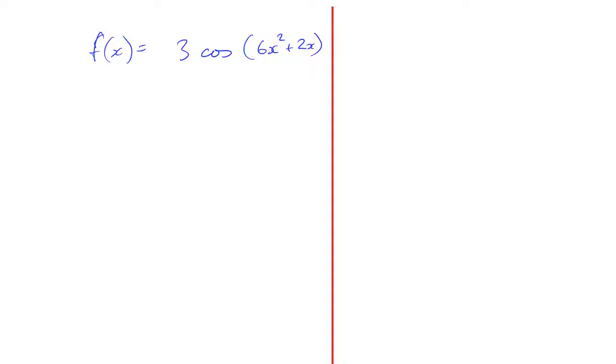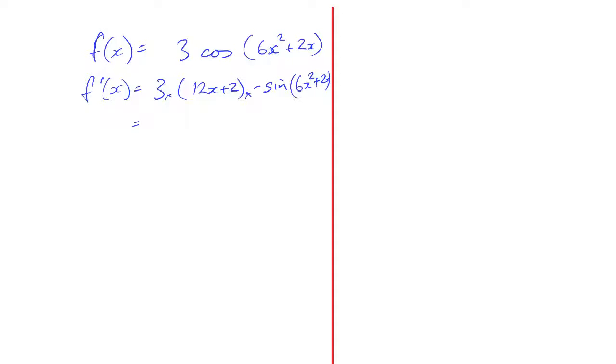Okay, if the function is 3 cos of 6x squared plus 2x, the derivative, remember, the 3 is just a constant, it stays there. The derivative of inside the brackets is 12x plus 2. Okay, the derivative of 6x squared is 12x, derivative of 2x is 2. And of course, cos becomes negative sine of 6x squared plus 2x.